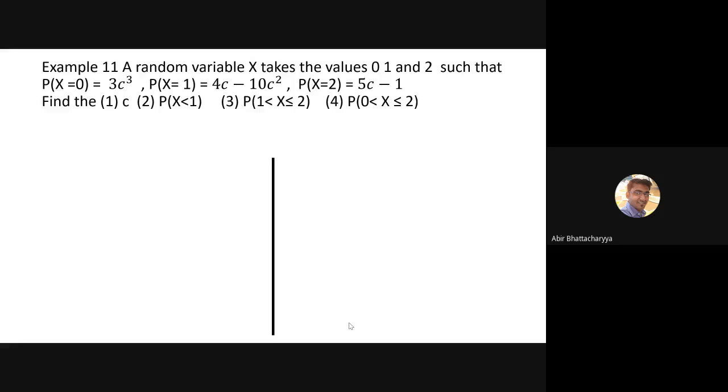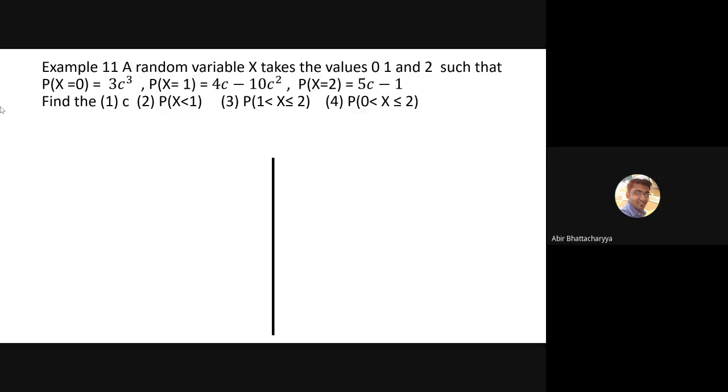Okay, good. All right. So this is example number 11. Last day we started the PMF, or probability mass function, and I told you how to check whether it's a probability mass function or not. I just have to add all those probabilities, and the summation of all those probabilities must be 1, and each and every probability value must lie between 0 and 1, minimum 0, maximum 1.